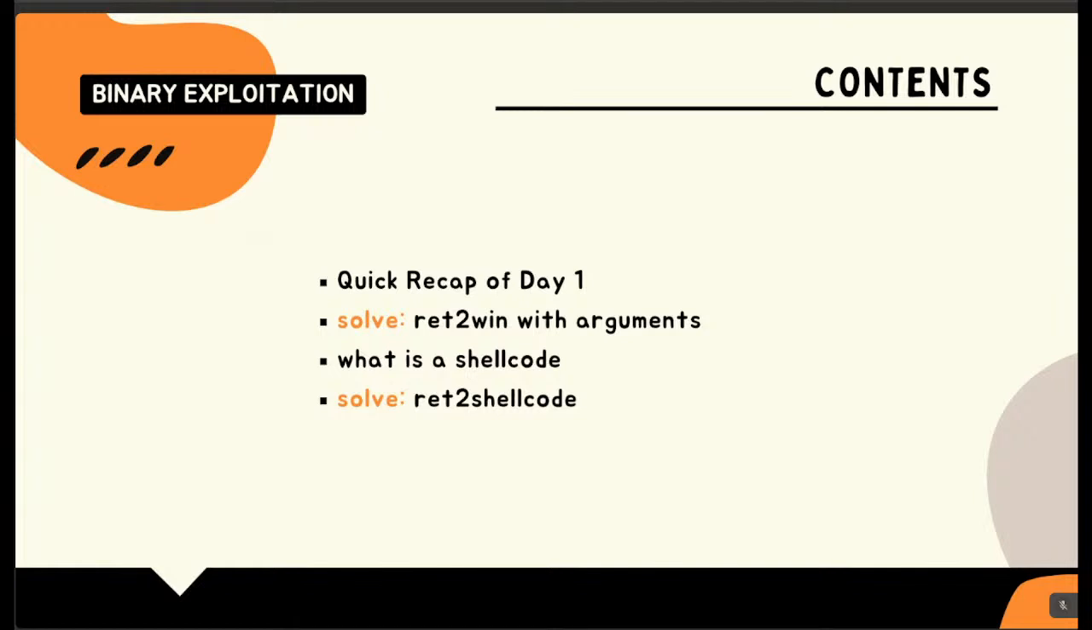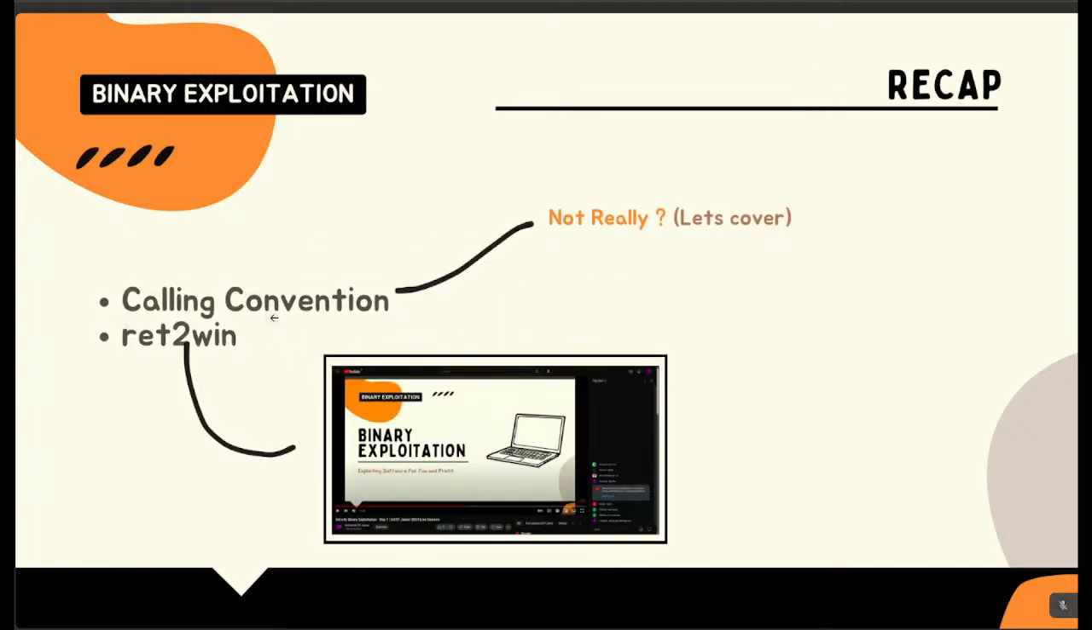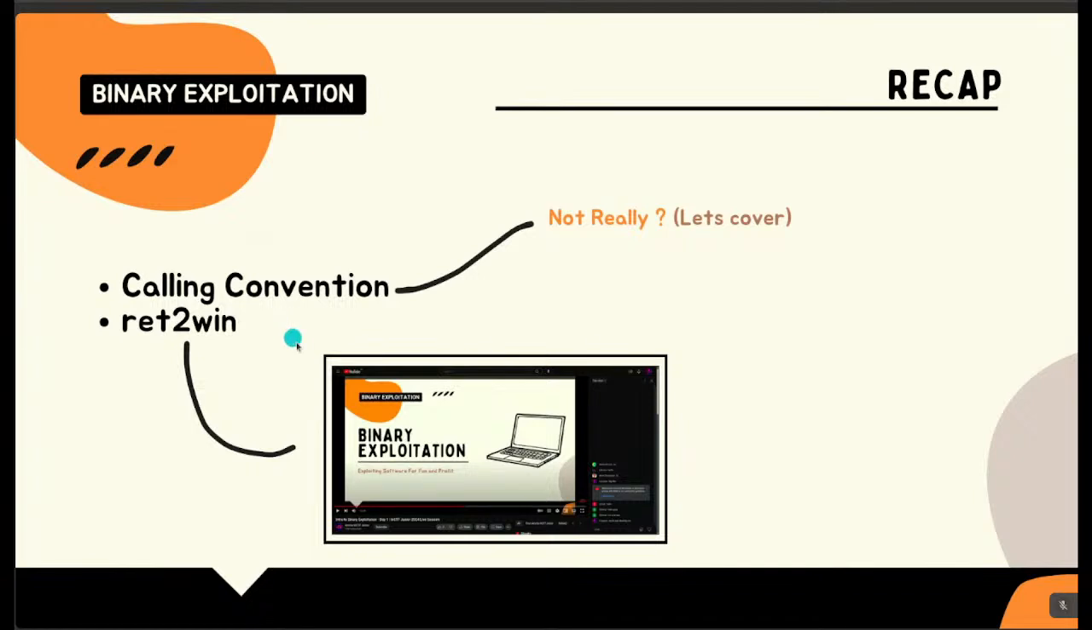What are we going to do today? We'll go through a quick recap of what we did in day 1, which is just yesterday, and we'll be solving two challenges today. One is Red to Win, but with arguments, and then another is Red to Shellcode. If you didn't already watch the previous stream's content, which is Red to Win, Rohit explained it really well in the day 1 session of binary exploitation. So today, what will we cover? We will cover calling conventions because I feel like we didn't cover it that extensively in the previous session.